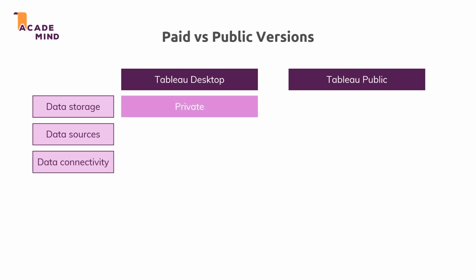Data storage means that Tableau Desktop data is stored privately. This means you can store the data, for example, on your local machine. Therefore, only you can access the information. This is different in Tableau Public. We learned that already. I won't dive too deep into this now. Tableau Public only allows you to store the data in a way that I showed you in the last module. Therefore, anybody can access the information.